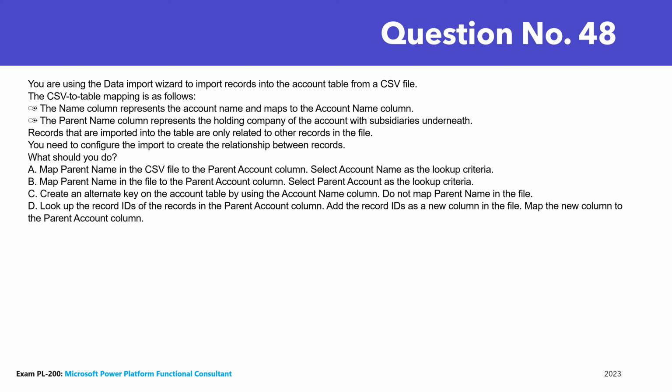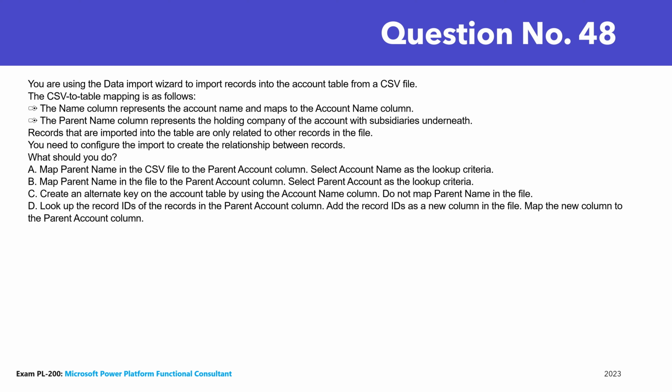You are using the Data Import Wizard to import records into the account table from a CSV file. The CSV to table mapping is as follows: the name column represents the account name and maps to the account name column. The parent name column represents the holding company of the account with subsidiaries underneath. Records that are imported into the table are only related to other records in the file. You need to configure the import to create the relationship between records.